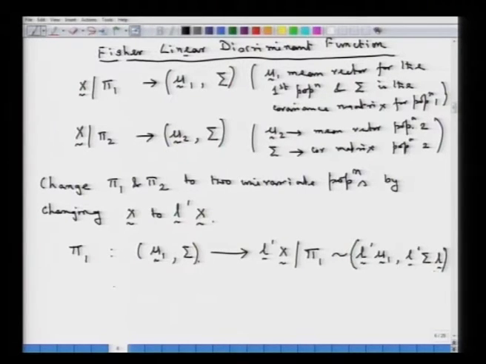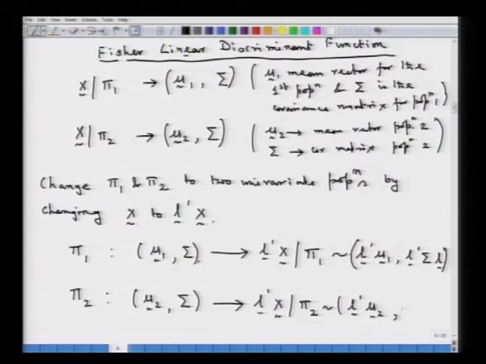sigma L. Similarly, for the second population pi 2, which was in the multidimensional setup characterized by mu 2 and sigma, this is now changed to the univariate population L prime x. Given pi 2, it is characterized by mean L prime mu 2 and variance L prime sigma L. These are the characterizing parameters of the second population. Now we have two univariate populations with the same variance, differing only by the mean: L prime mu 1 for one and L prime mu 2 for the other. We will look at what L would separate these two populations as much as possible.